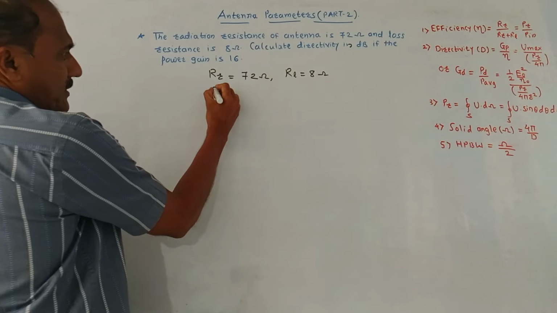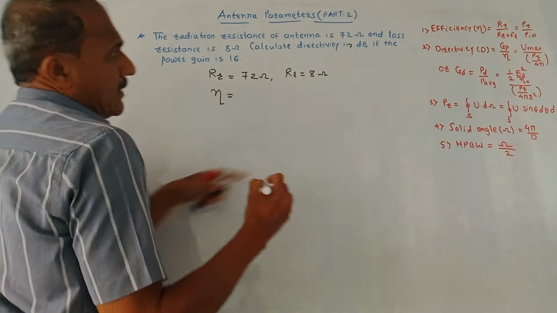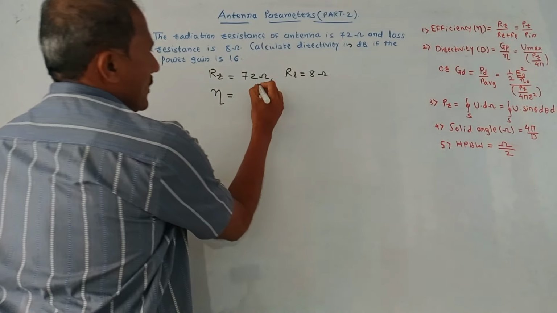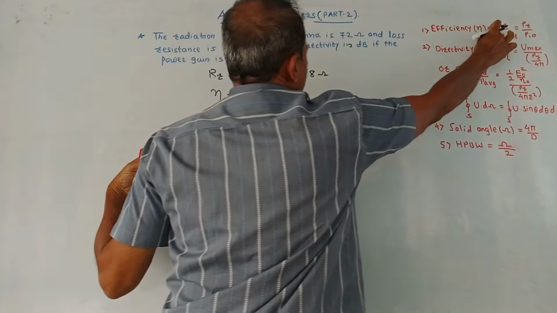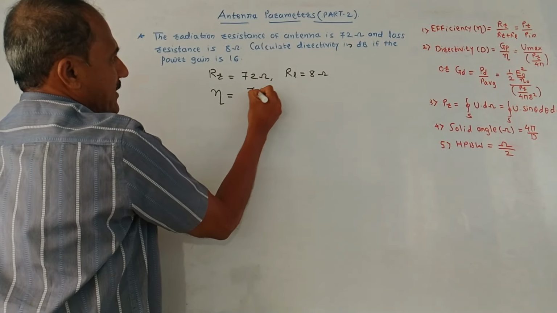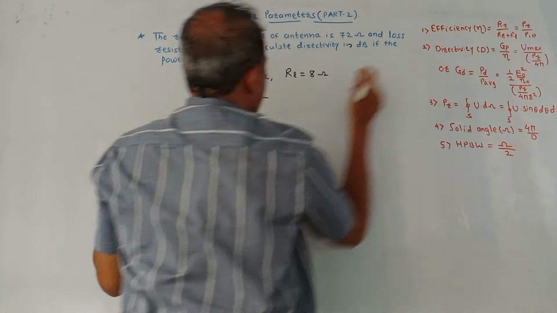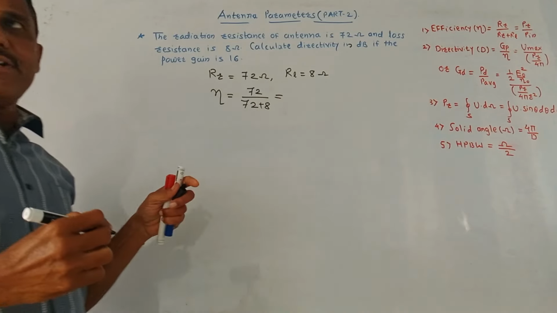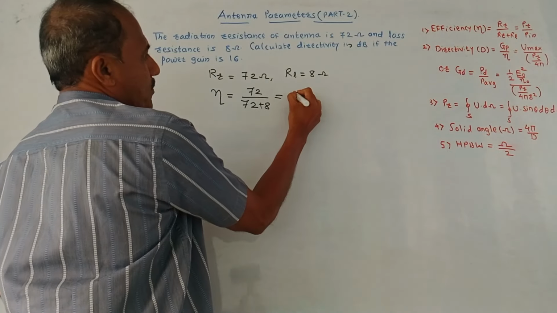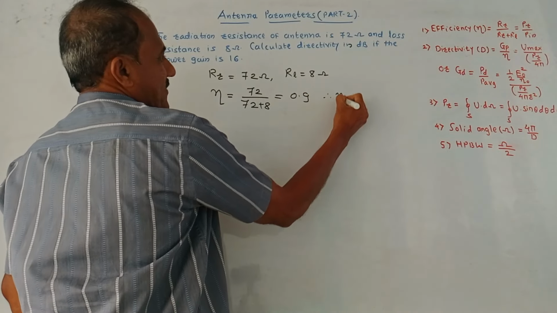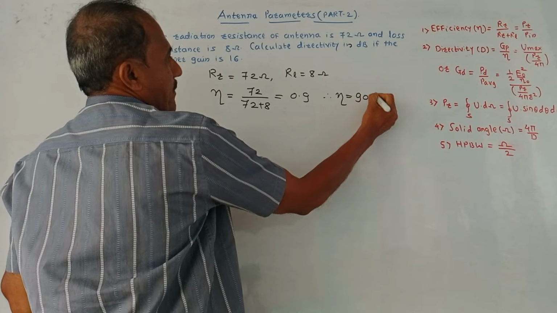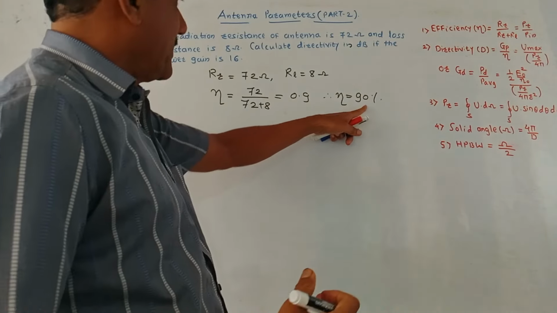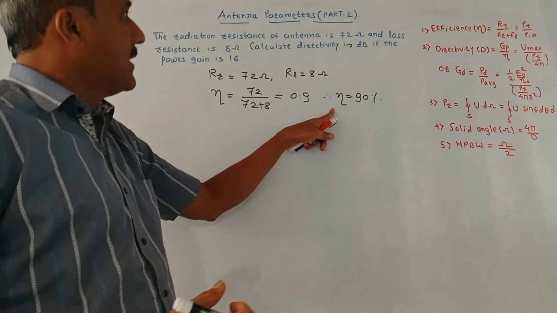Now, let us first calculate the efficiency. We have the first formula, RR upon RR plus RL. So I'm making use of this formula, RR, that is radiation resistance, which is 72, upon RR plus RL, that is 72 plus 8. So it is 72 upon 80, which is 0.9. That means efficiency is 90%. Value is 0.9, so in percentage, it is 90%. This is the value of efficiency.